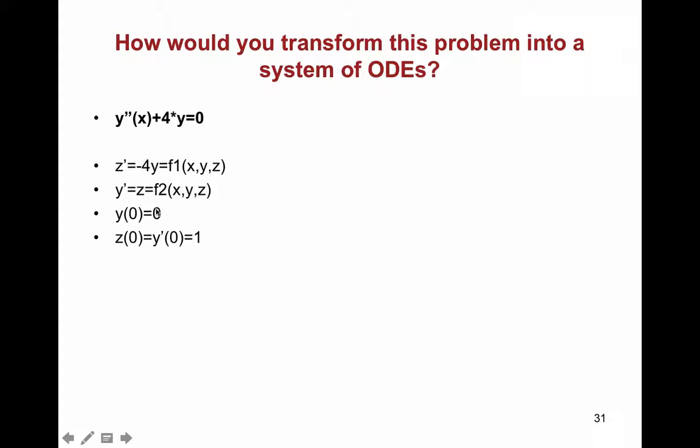What does y with the inverted comma mean? Y second derivative. Y double prime. Double prime.